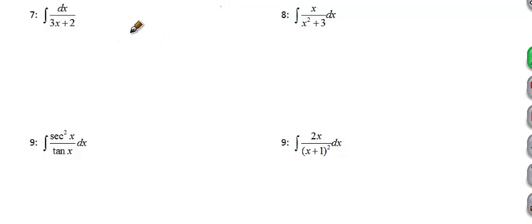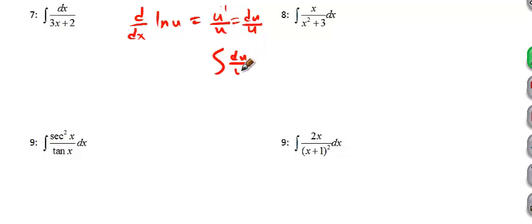Alright, so when we do an antiderivative, we want to remember that the derivative of the natural log of u is u prime over u, or in other words, du over u. Therefore, the antiderivative of du over u is, you realize that the derivative and antiderivative are basically just inverses, natural log of u plus some constant. So that's the main thing here.